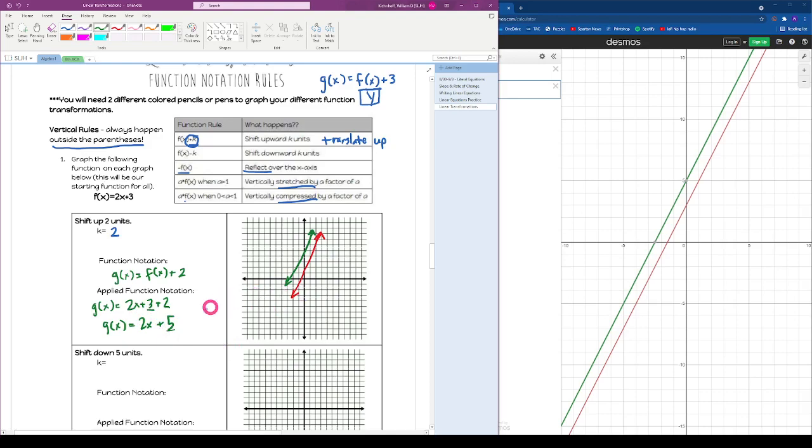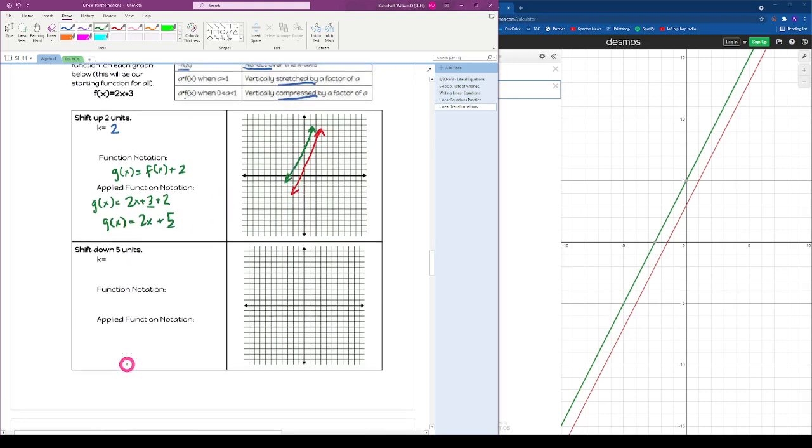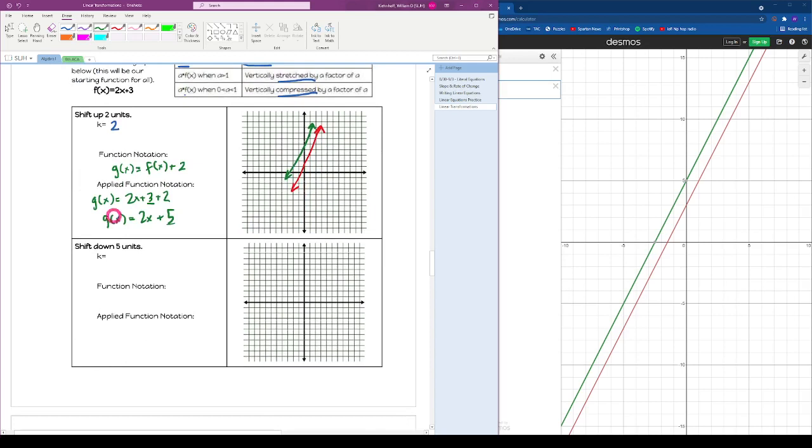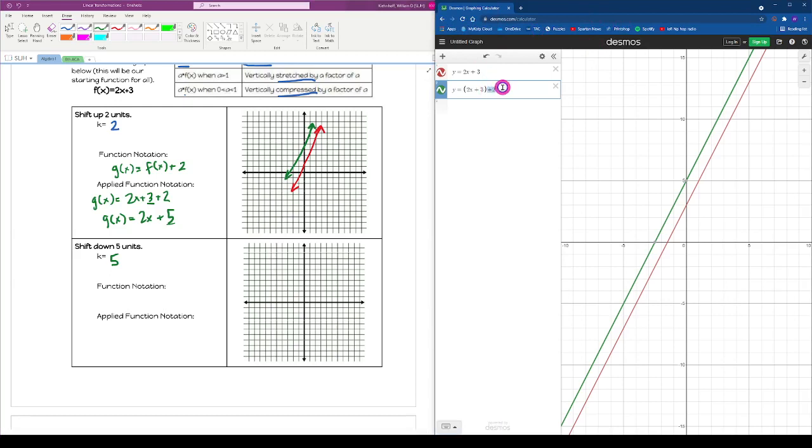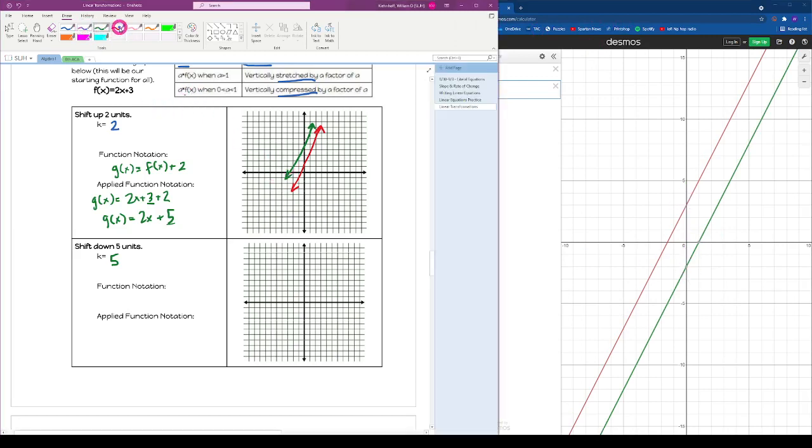All right, so now we're going to do a downward shift. So we're going to shift down 5 units. And over on Desmos, to switch this around, we're going to take our original function again, 2x plus 3, and we're going to take away 5. That's going to result in shifting every point down by 5 on our graph.